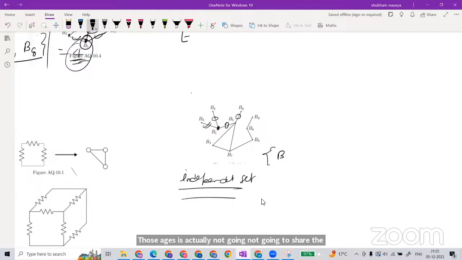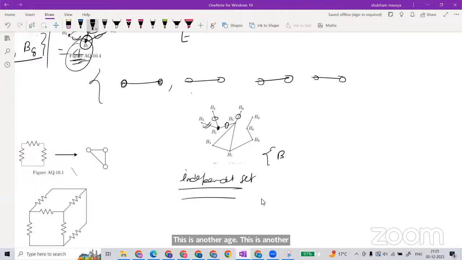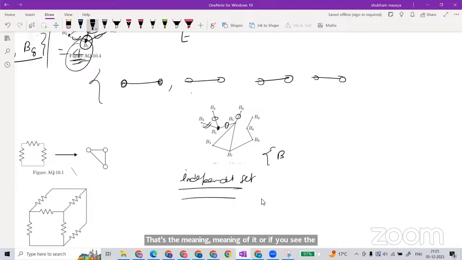Suppose I am making a set: this is one edge, this is another edge, this is another edge, this is another edge. An edge means surely it will be connected with two vertices. That's the meaning of edge. If you see the definition, it will be very clear.